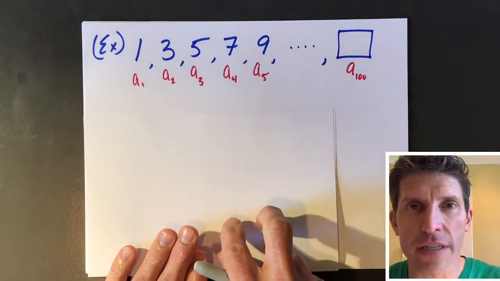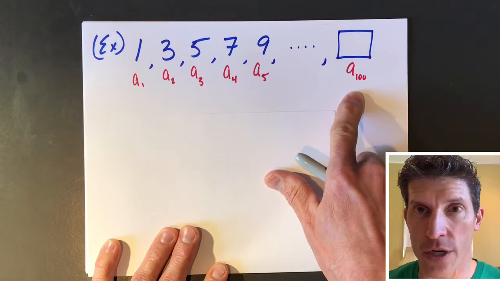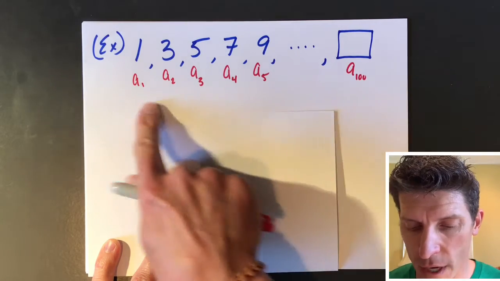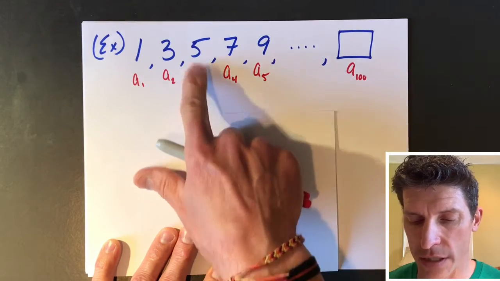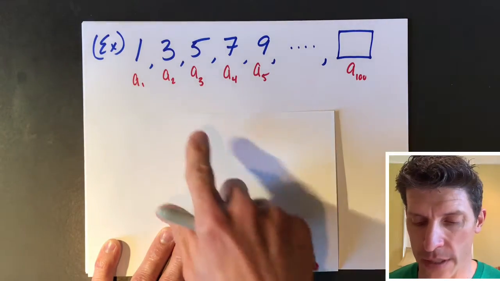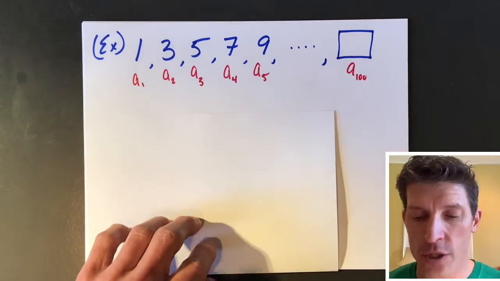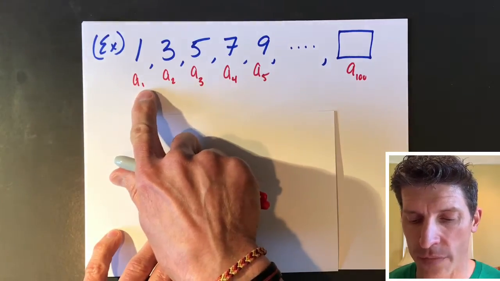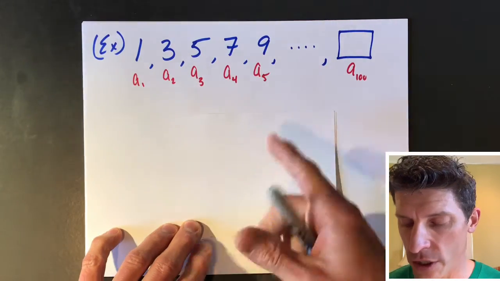To figure out how to come up with a direct formula, let's take a look at that same pattern again, but this time let's look for a sub 100, or the 100th term. So a sub 1 is 1, a sub 2 is 3, a sub 3 is 5, a sub 4 is 7, and so on. So we're identifying the number of the term and what its value is. The second term is 3, the fourth term is 7, and so on.